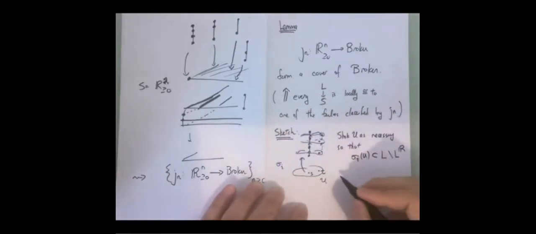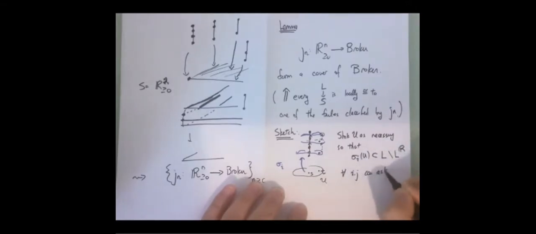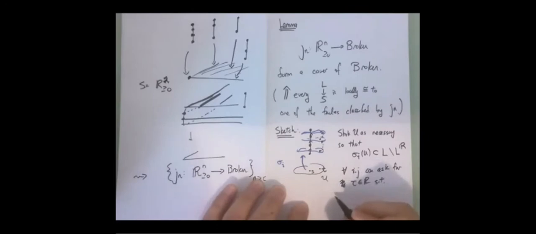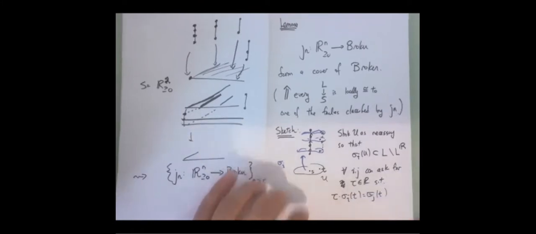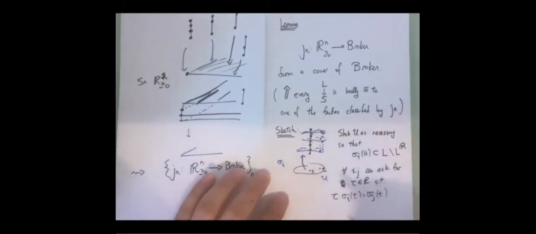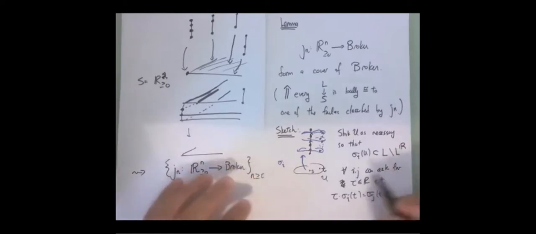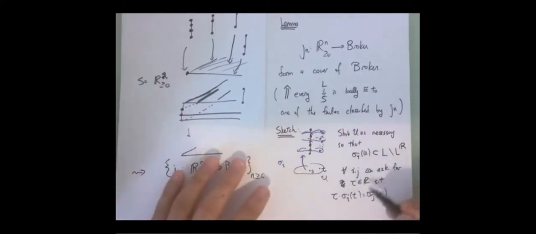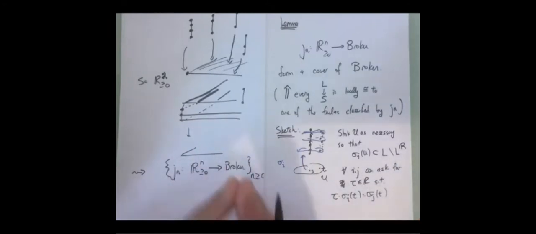And so for every i and j, we can ask for some tau such that, when I act by tau on sigma i of this other point t, it equals sigma j of t. And at this point, you should complain, because if there's a fixed point between sigma i and sigma j, then there's no such R. And so the one thing that you need to check is that this extends to a continuous function with target the extended real line.